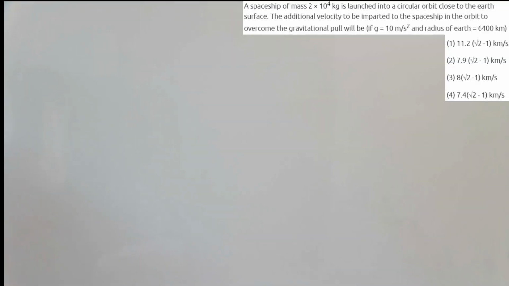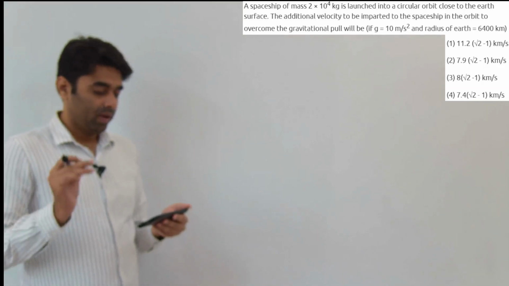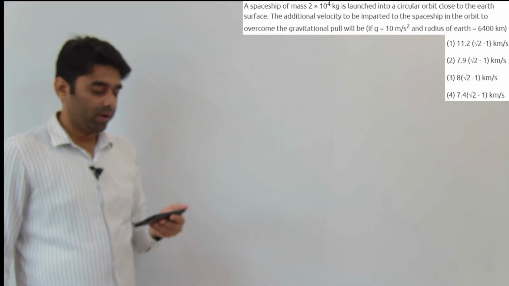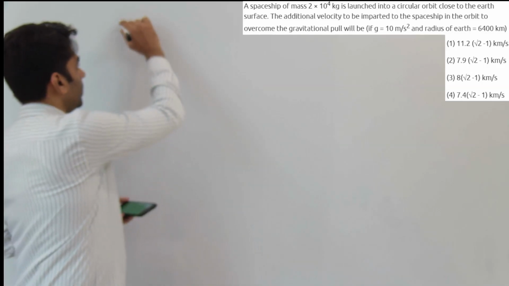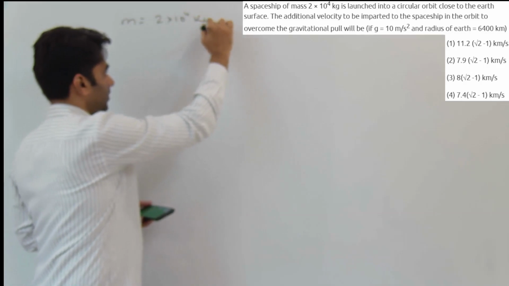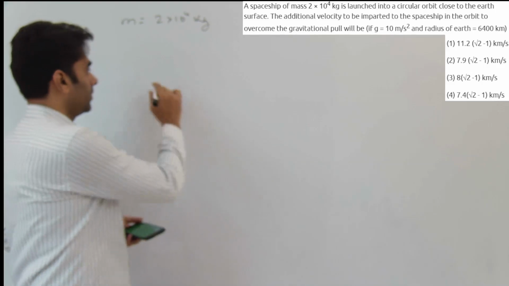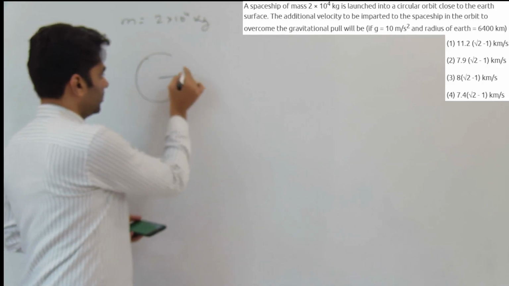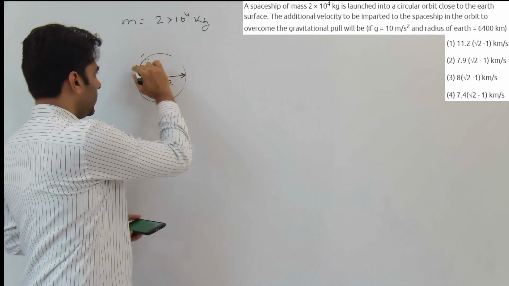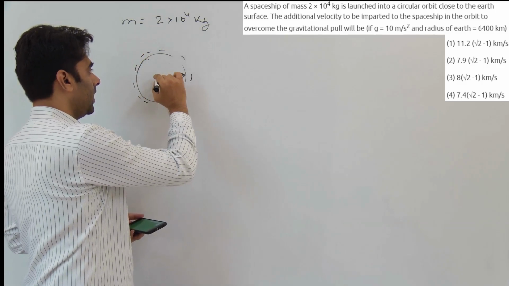Yeah. Next question, it's a good question, see carefully. A spaceship of mass 2 into 10 power 4 kg is launched into a circular orbit close to the Earth's surface. So the satellite is very close to the Earth's surface, as mentioned in the question.